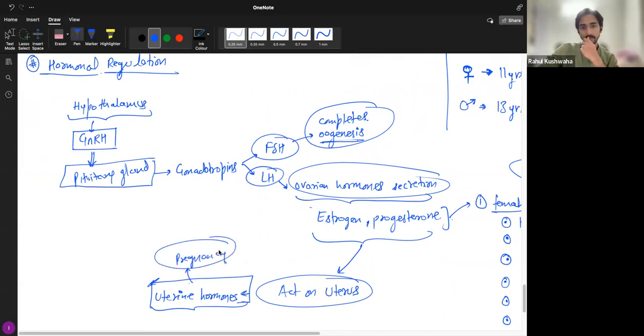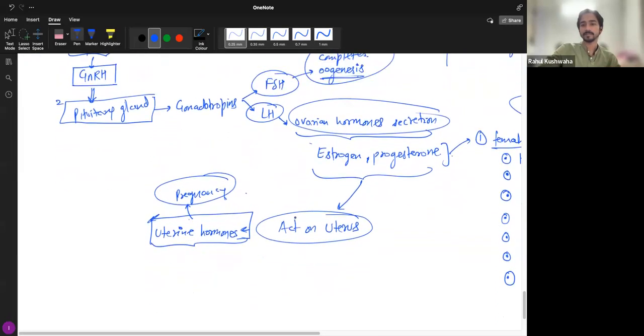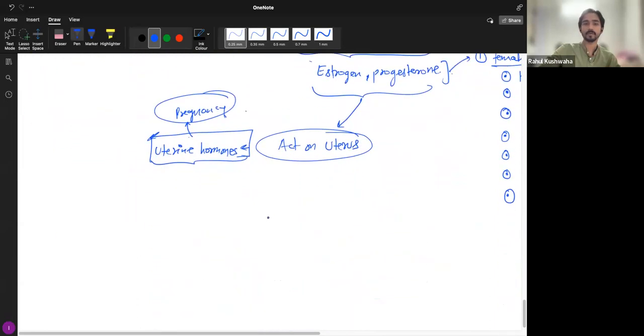Okay, and this is the regulation till now. Starts with hypothalamus, pituitary, and gonadotropins go and act on ovaries. Ovaries release estrogen, progesterone. It goes and acts on uterus. Is that clear? Any doubt till here? No. Okay, perfect.